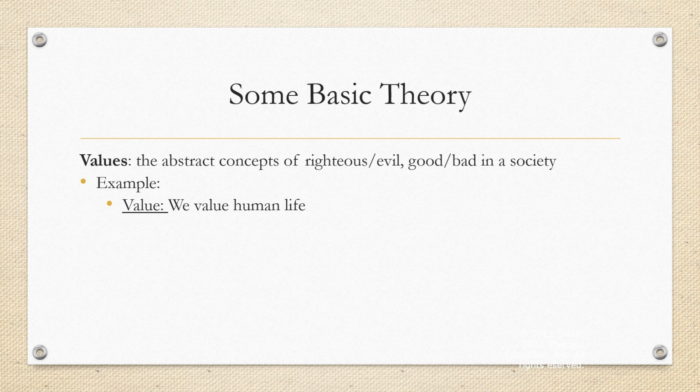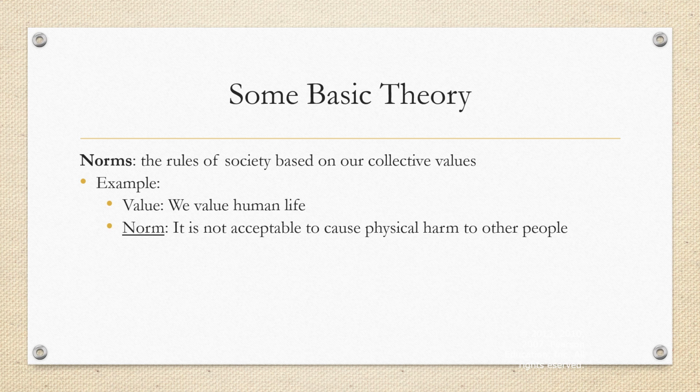So, values are the abstract concepts of righteous and evil, of good and bad in a given society. For example, we value human life, or we value the ability of humans to choose their own life and life chances, right? That is a value that we have. We have that value of human life, and the norm is the rule based on the collective values. So we value human life, thus it is not acceptable to cause physical harm to other people. Value life, norm, don't hurt people.